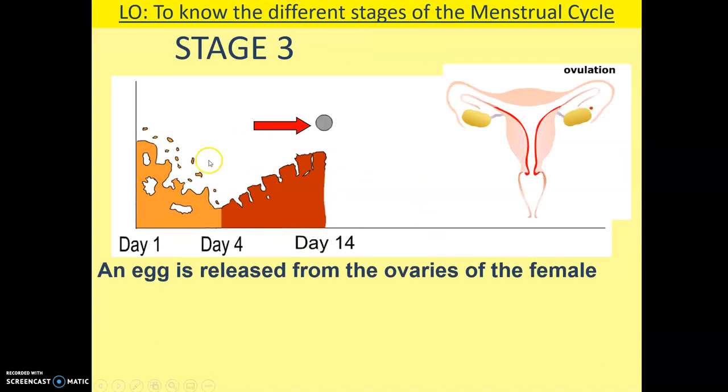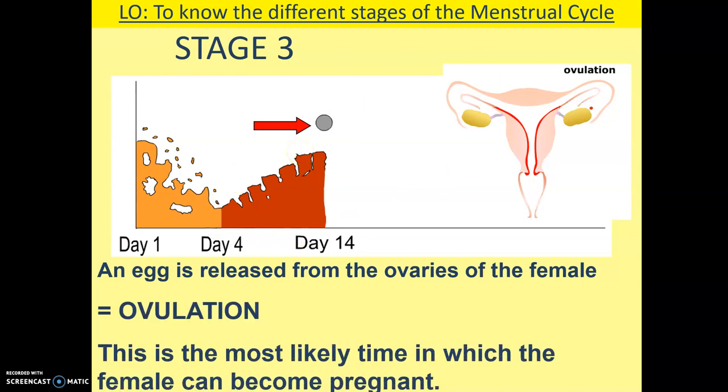Now after that, around day 14, the egg is released. When it sees that this is ready, the egg is released from the ovaries of the female. This is called ovulation. This is the most likely time in which the female can get pregnant. So this is the most fertile period of a female, day 14. Anything before that is less likely, but there's still a chance of getting pregnant. But day 14 during ovulation is a time when a woman can most likely get pregnant. This is something a lot of adults talk about, family planning, and I'm sure it's something you're going to learn about as you go through your academic life. So this is ovulation, when the egg is released around day 14.